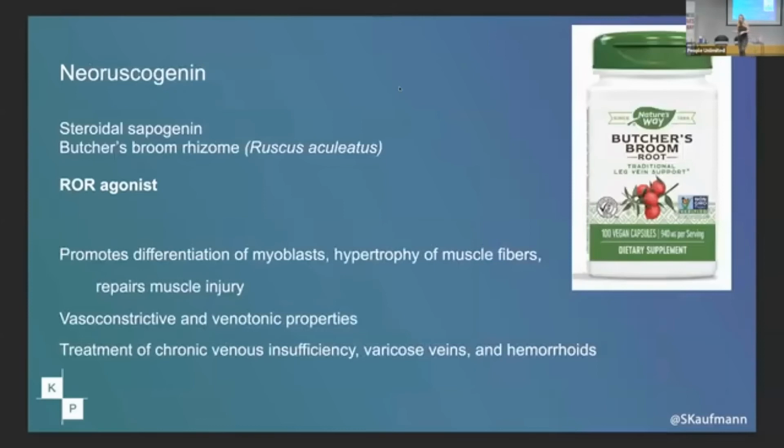This is kind of a cool one as well. And again, I'm just trying to show you things that maybe you haven't heard of because you guys are rather educated. Neoruscogenin, this is fantastic. People take it for hemorrhoids and varicose veins, right? Pretty bizarrely random. It also helps you grow muscle, right? Which is useful. But again, it's an ROR alpha agonist. So it's the same mechanism. It's going to help you sleep better. It's not going to put you to sleep, but it will increase the oscillation so that you sleep deeper and better, and your little Oura ring will be happy.